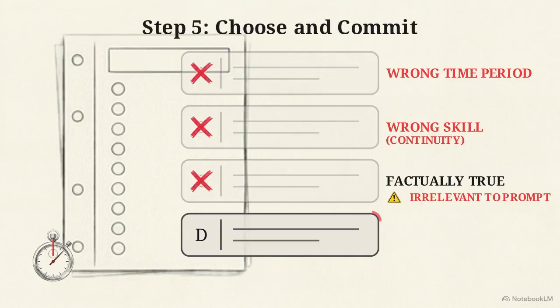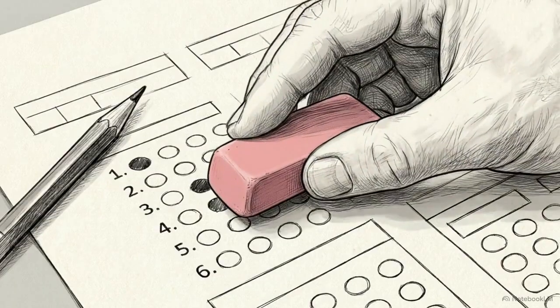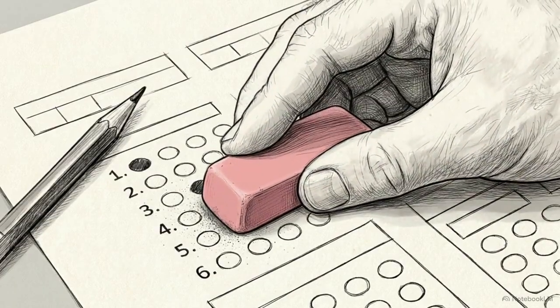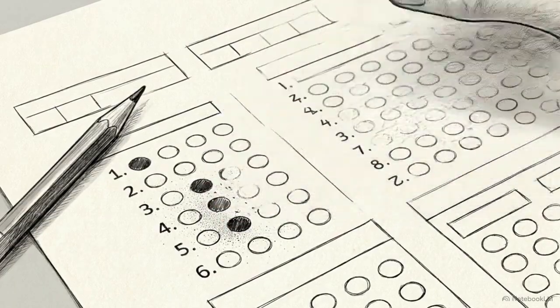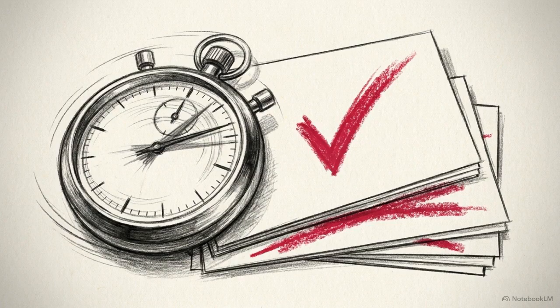Step 5 is to choose and commit. Select the best remaining answer to finalize the question and move on. Never leave a bubble blank. A 25% chance on a blind guess is mathematically superior to a guaranteed 0. Once you bubble an answer, do not change it unless you are 100% certain your initial choice was factually incorrect. Trust your gut. Relying on structured, aggressive elimination rather than waiting for perfect certainty is exactly how you maximize your probability and beat the clock.